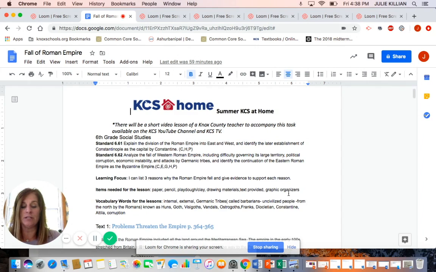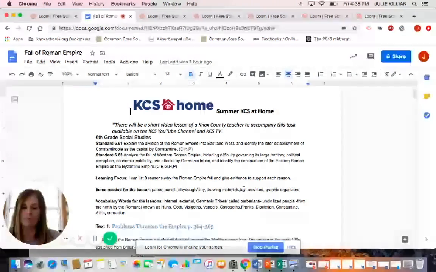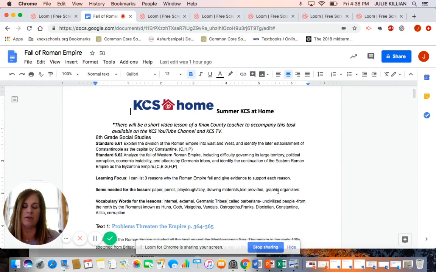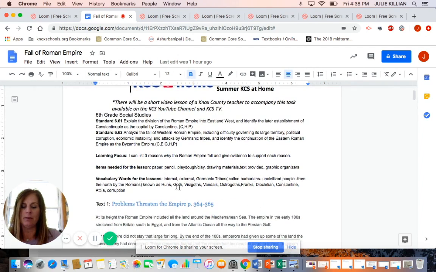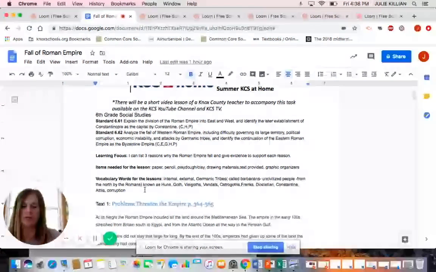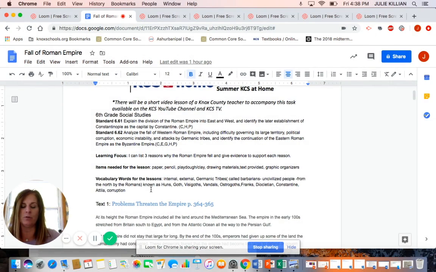Things you're going to need, and there's 6 pages that I have included for both the lessons. For this first lesson, you will only need the first 4 pages. For both of the lessons, you'll need paper, pencil, Play-Doh, and clay, and then drawing materials. I've provided the text for you, and then I've also created graphic organizers for you. There are vocabulary words that you'll need for each of the lessons. You know how important vocabulary words are for social studies. So let's go over those together.